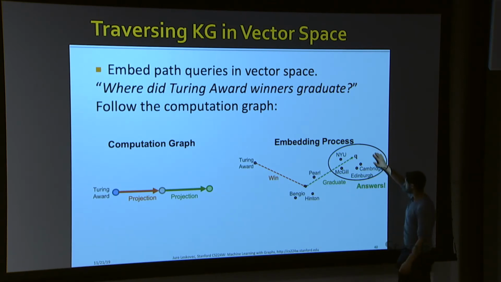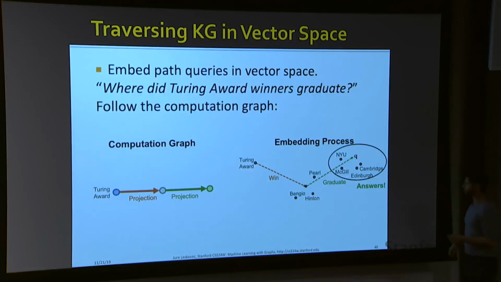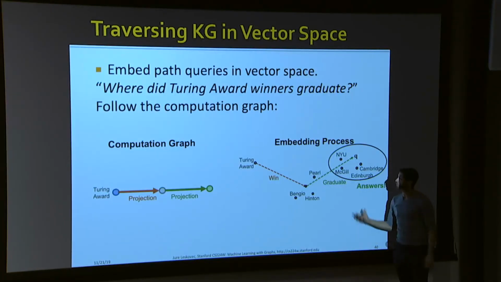And this will bring us now to our answer. So the R2 will bring us to this point Q in the embedding space, and we'll find these universities projected close to that, and that's our set of answers, okay? So that's the easy way on how to answer path queries through our embeddings of the knowledge graph.